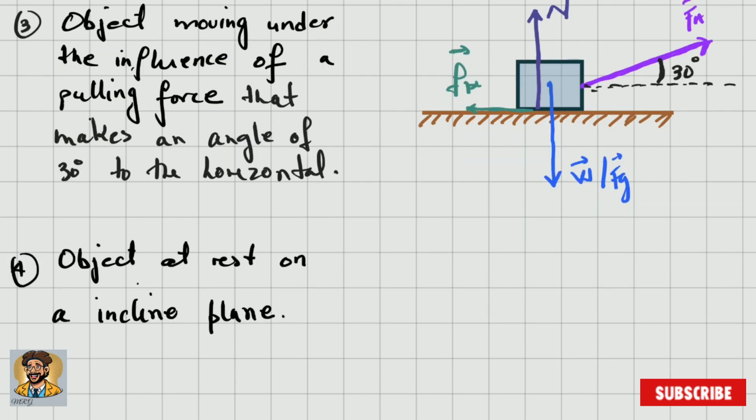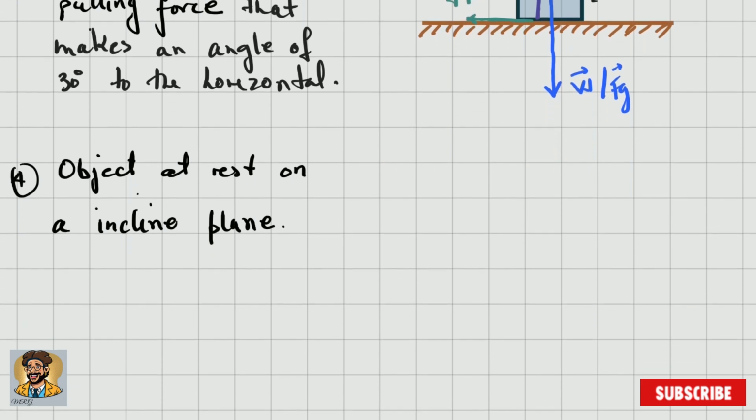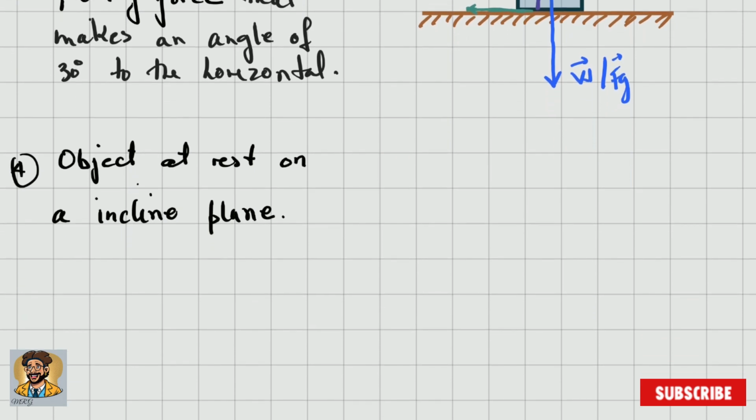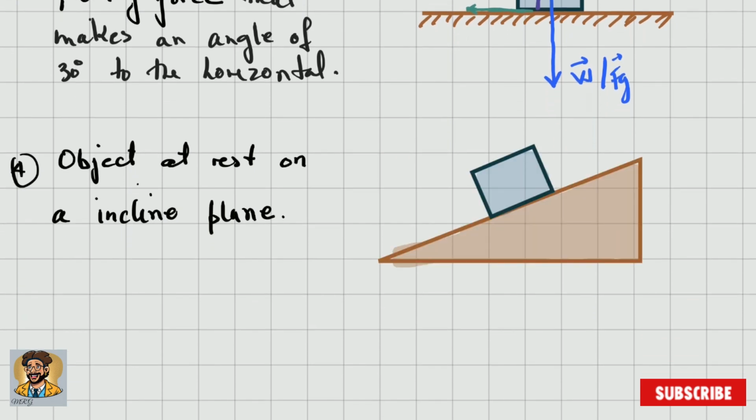And in this case, the fourth scenario is the object resting on an inclined plane. Now, this one is slightly more tricky. This is the situation: the object is not moving and is on the inclined plane. The plane makes an angle. Here, because the plane is inclined, we have theta, the angle of inclination.